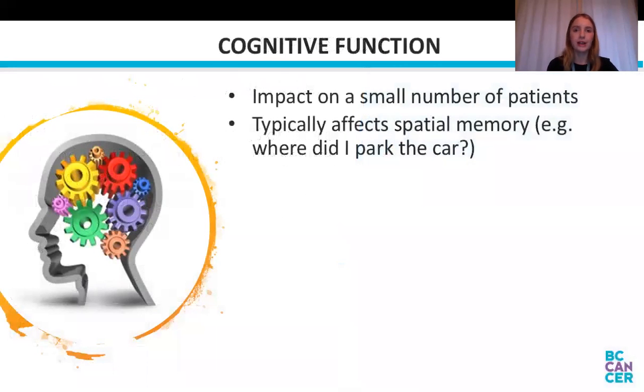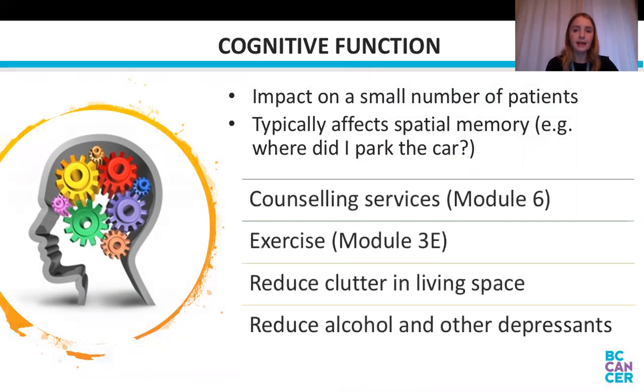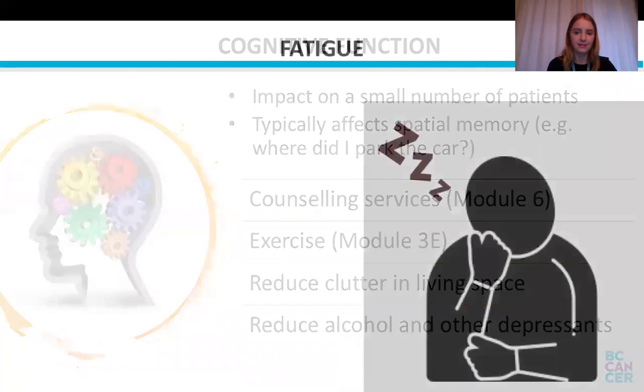For cognitive function, there is mixed evidence on the effects of hormone treatment on cognitive function. Some people notice changes in their memory. This is typically seen as changes in spatial memory, like where did I put my keys or where did I park the car? Some things that can help can be counseling services, including cognitive behavioral therapy, improving organization and reducing clutter. Reducing alcohol intake and smoking can improve your cognitive function. And again, we always recommend lots of exercise.